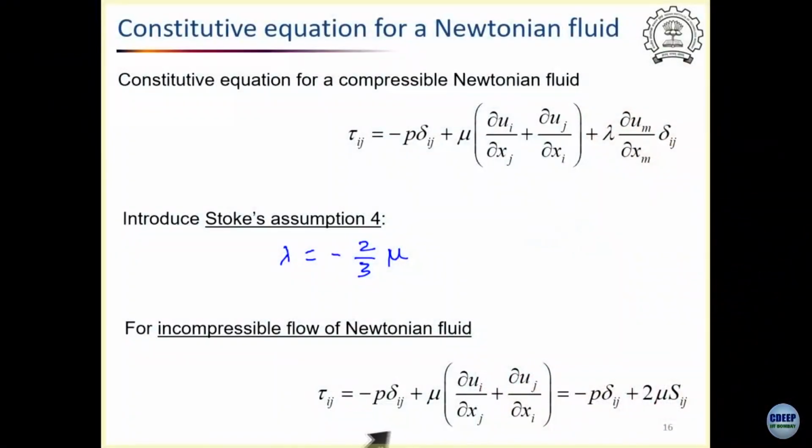So tau ij can finally be written as, for an incompressible flow of Newtonian fluid, this term dou um by dou xm, all of you know it is dou um by dou xm equal to 0 for incompressible, del dot u equals 0 for incompressible flow. So you get tau ij equals minus p delta ij plus mu times the stress tensor, which is minus p delta ij plus 2 mu sij. So this is what you finally have.